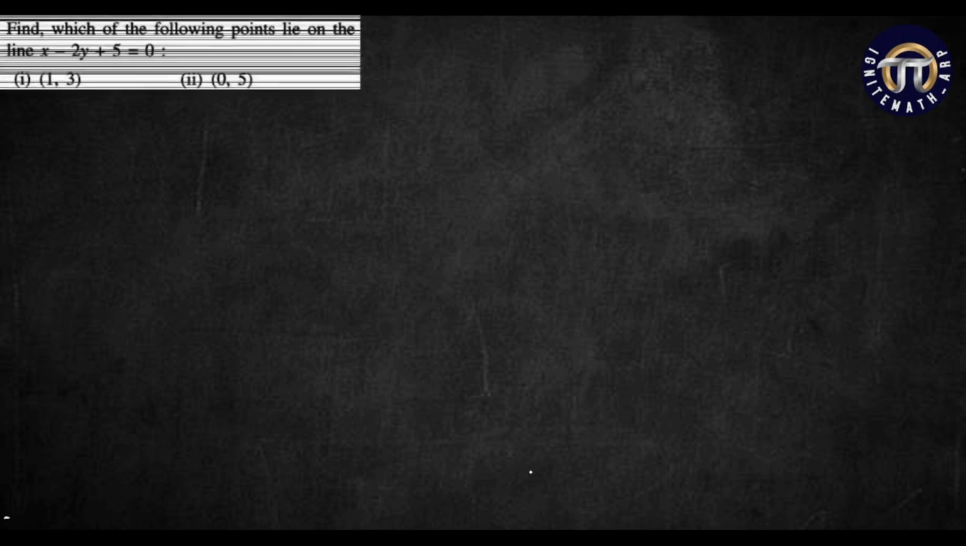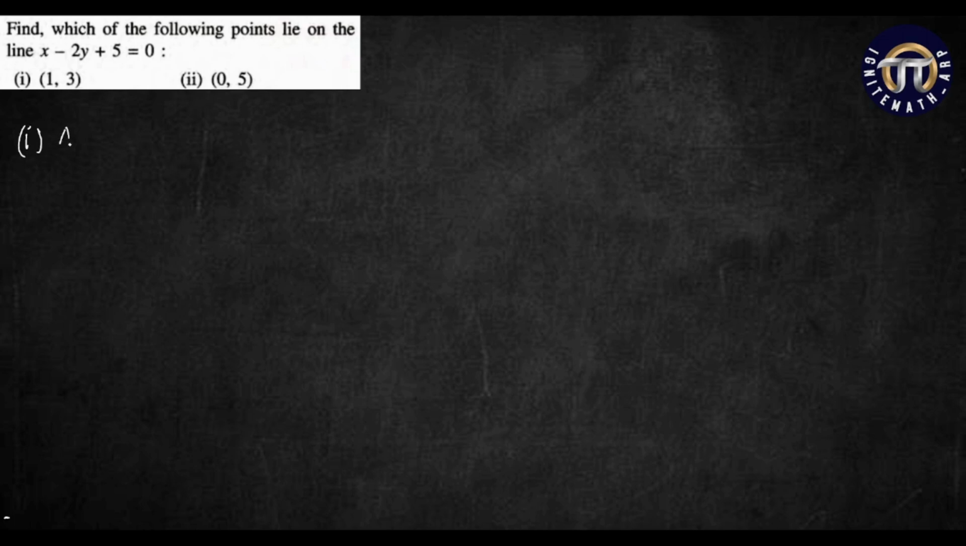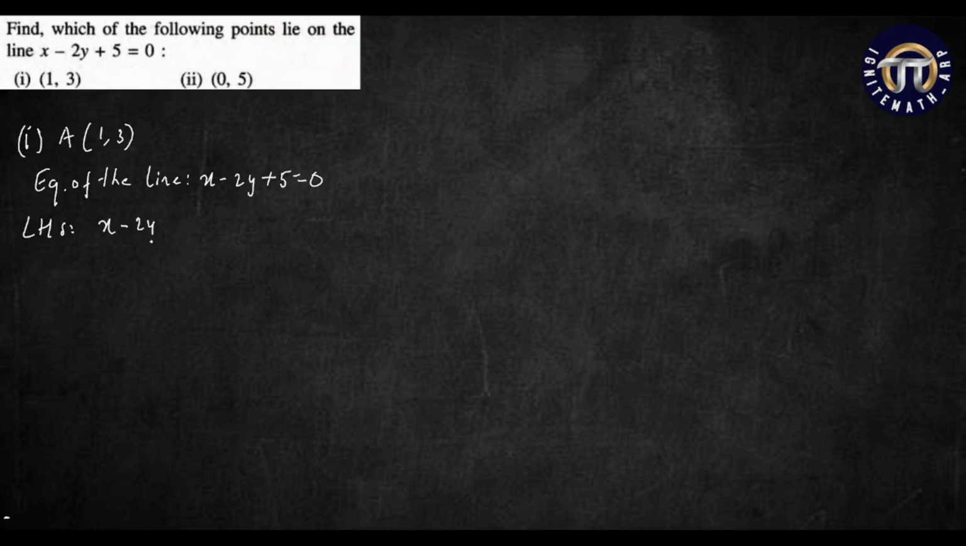So here I have some questions based on the same concept. Find which of the following points lie on the line. So now I'll first consider the point, I'll call this A, 1 comma 3. So what is the equation of the line? Equation of the line is x minus 2y plus 5 equal to 0. So I will take LHS of the equation, that is x minus 2y plus 5. In the place of x, I'll substitute x coordinate. In the place of y, I'll substitute y coordinate.